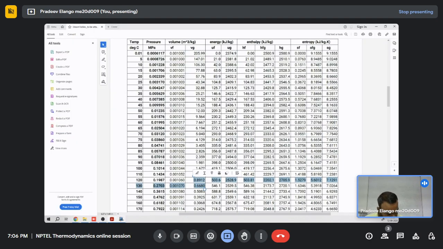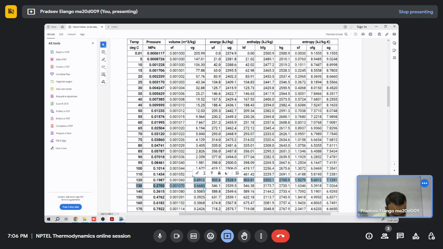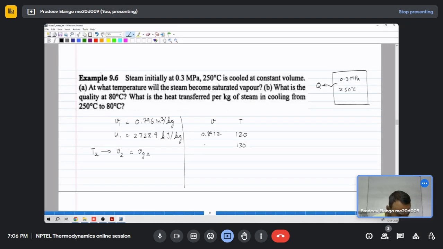Specific volumes are 0.8912 at 120 degrees Celsius, and at 130 we have 0.6680, and now at 0.796 we need to find the temperature.